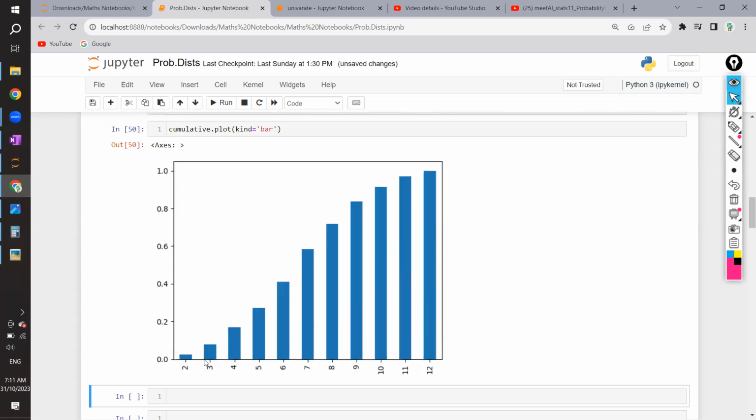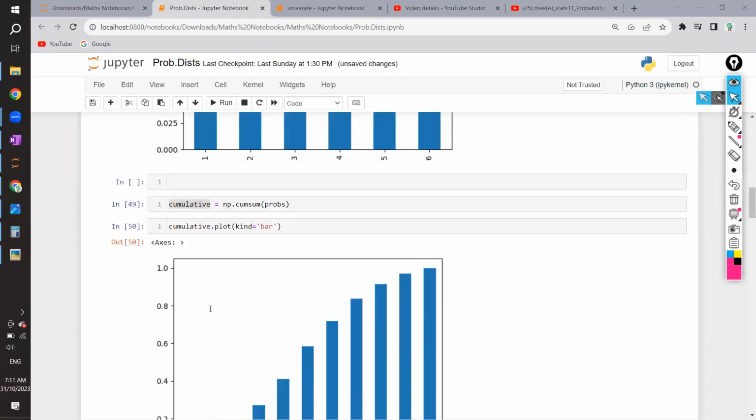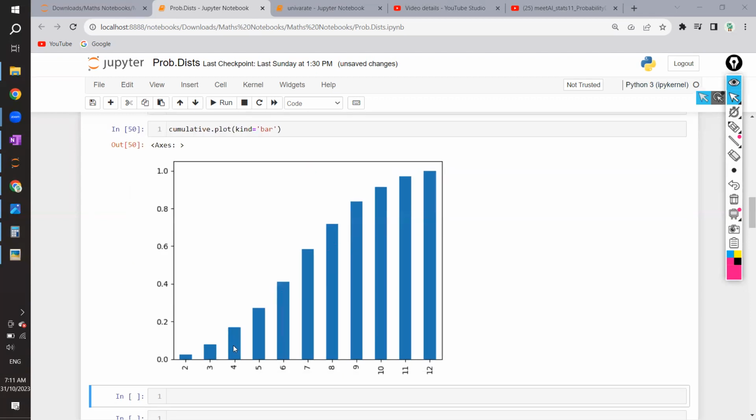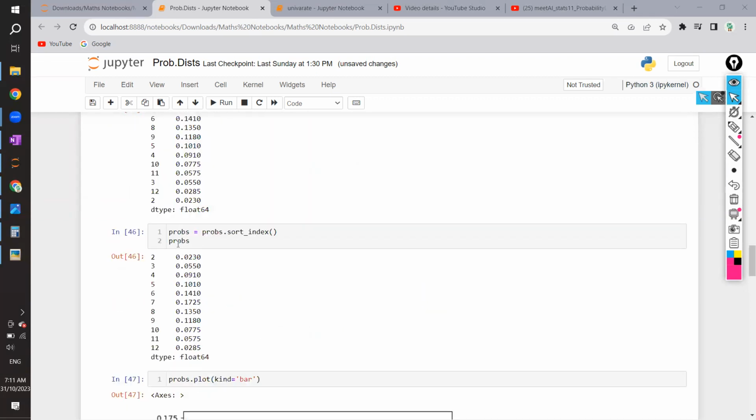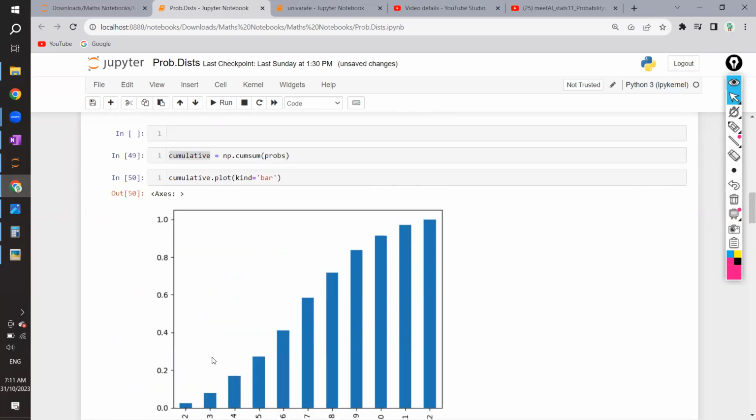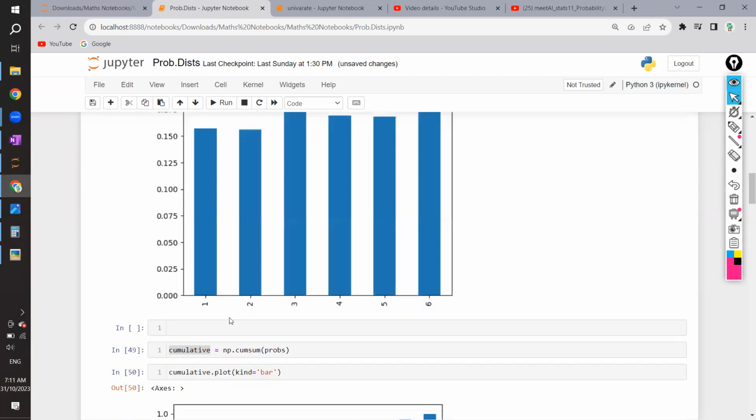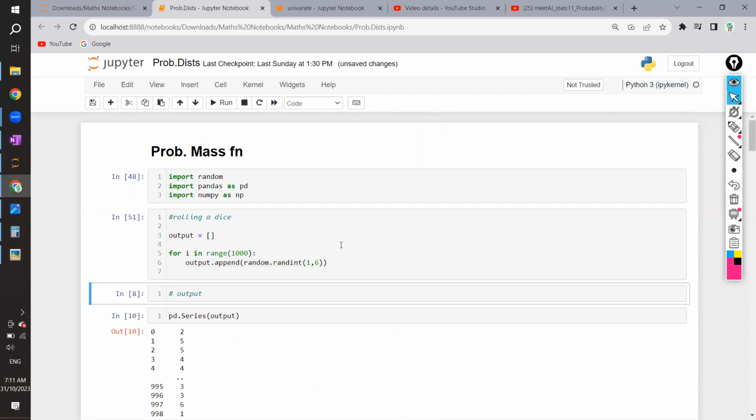See, the cumulative distribution will always be in an increasing manner. Why? It will always add. For 3 it will be 2 plus 3, for 4 it will be 2 plus 3 plus 4, like that. Just now I've shown, right? I think it is showing the other example because props is the same variable I have used. We need to just run it again, so let me run this again.